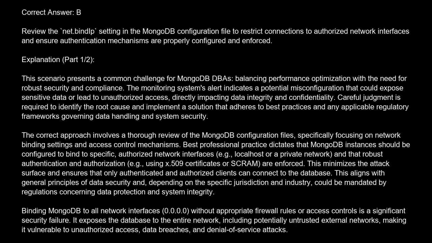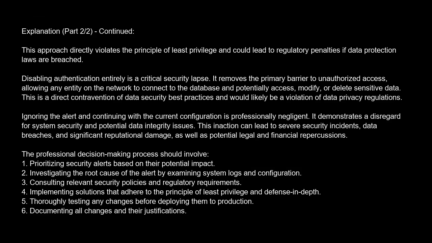Binding MongoDB to all network interfaces, 0.0.0.0, without appropriate firewall rules or access controls is a significant security failure. It exposes the database to the entire network, including potentially untrusted external networks, making it vulnerable to unauthorized access, data breaches, and denial of service attacks. This approach directly violates the principle of least privilege and could lead to regulatory penalties if data protection laws are breached.